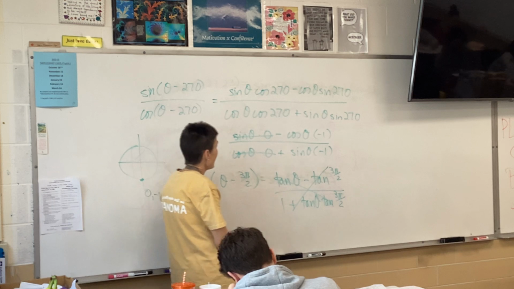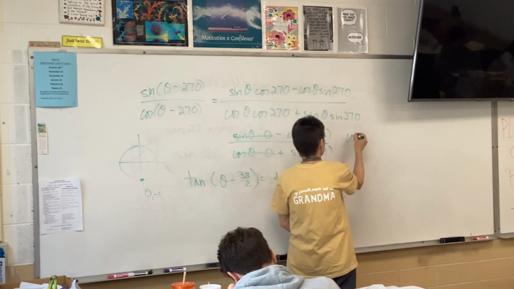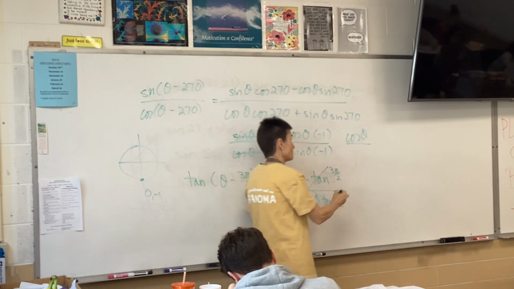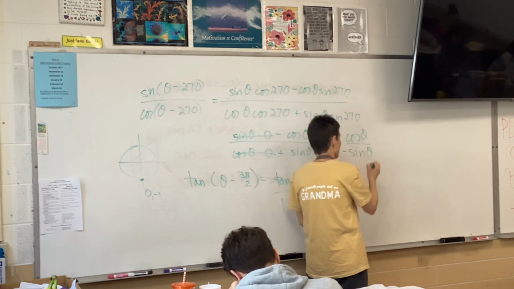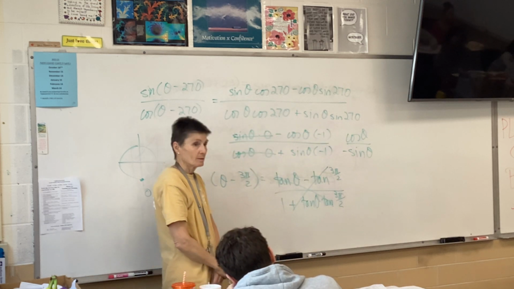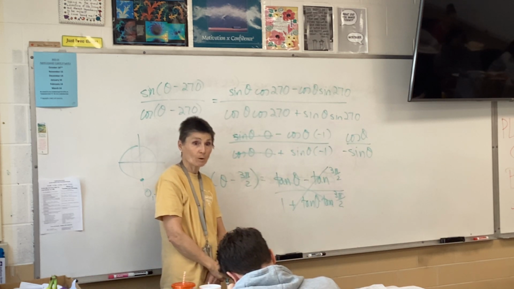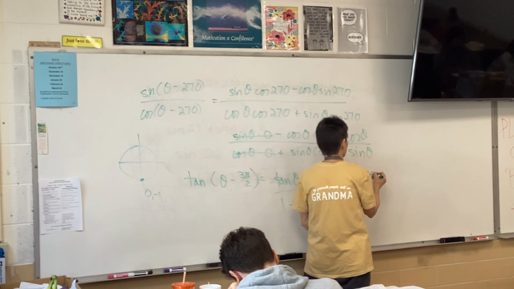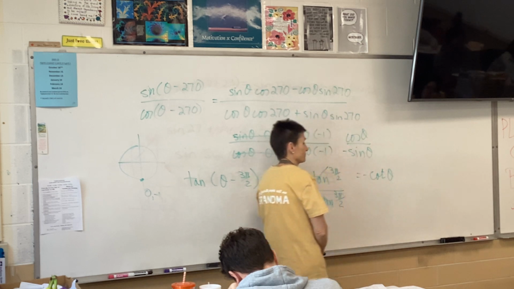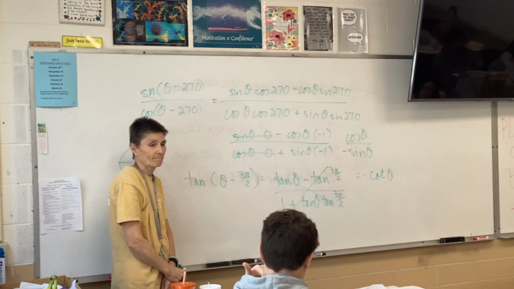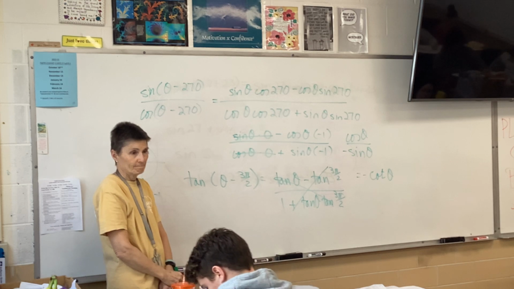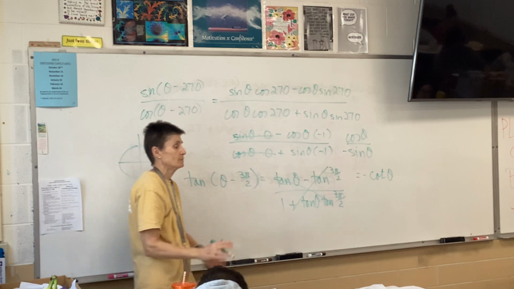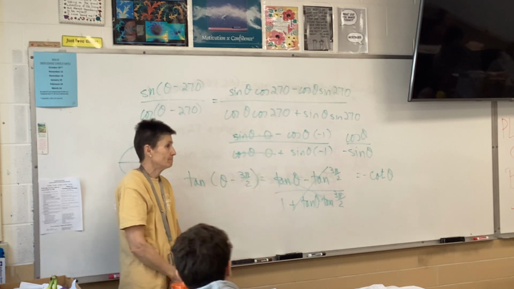So what have I got on top? Cosine. And what do I have on the bottom? Negative sine. What am I supposed to be ending up with? Negative cotangent. Does that work out? It's perfect. Beautiful. Cosine over sine is cotangent. So we ran into a snag, so what did we do?